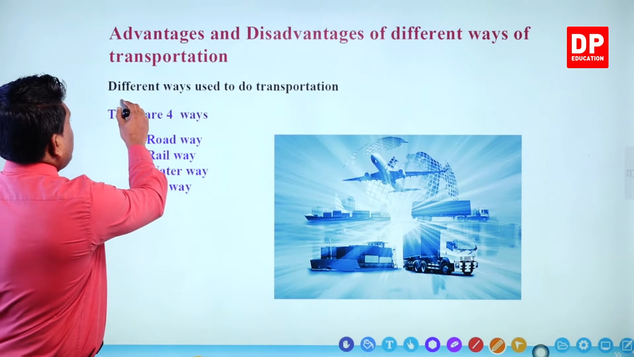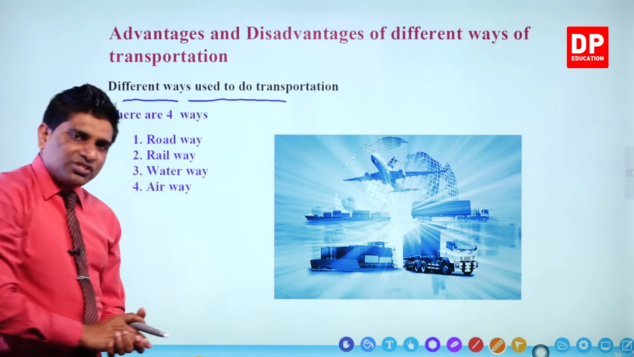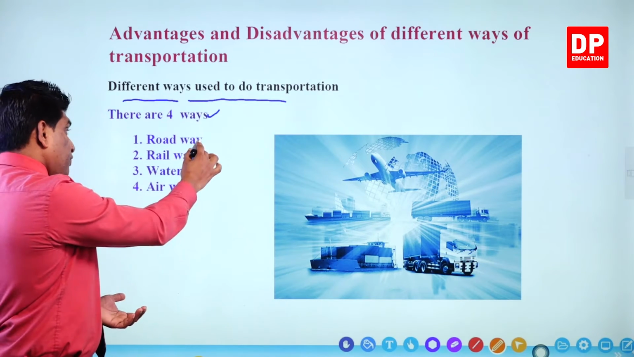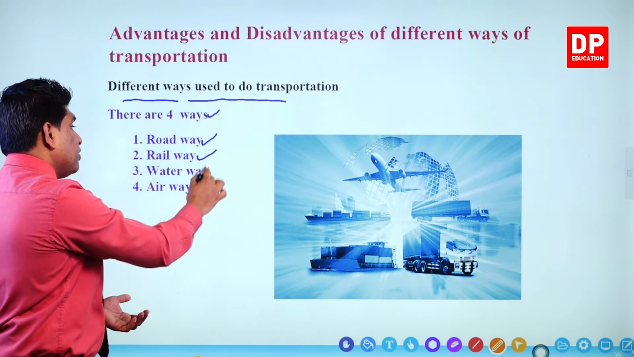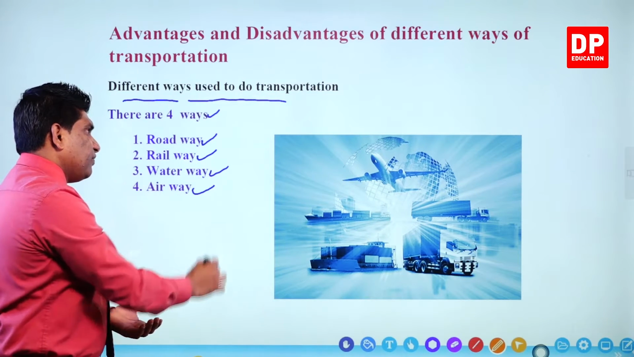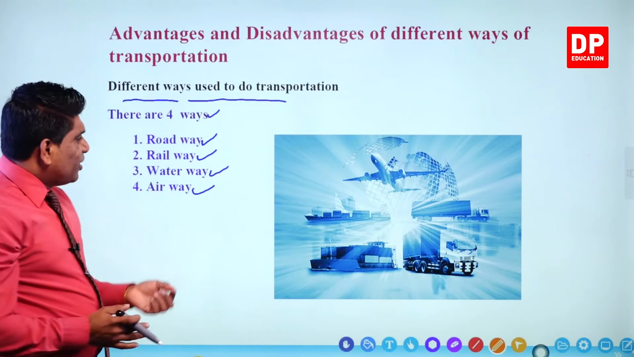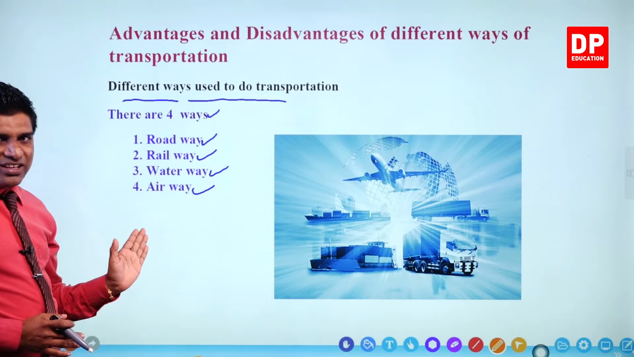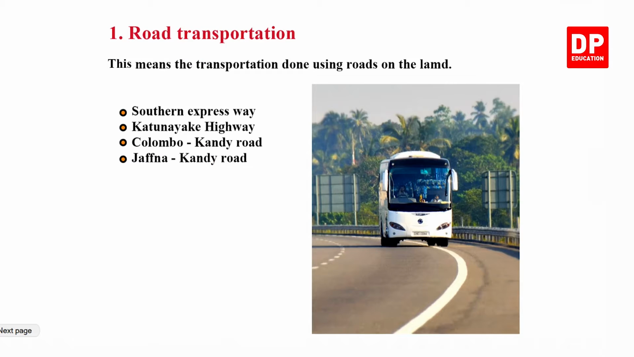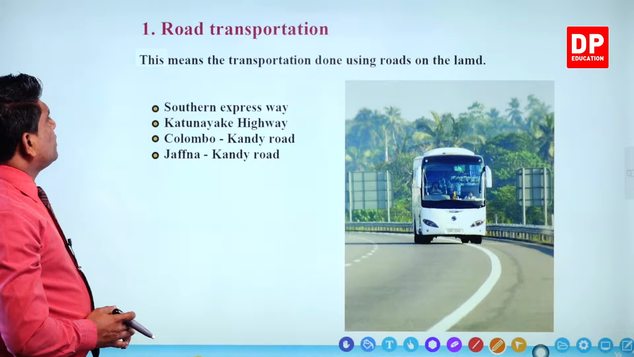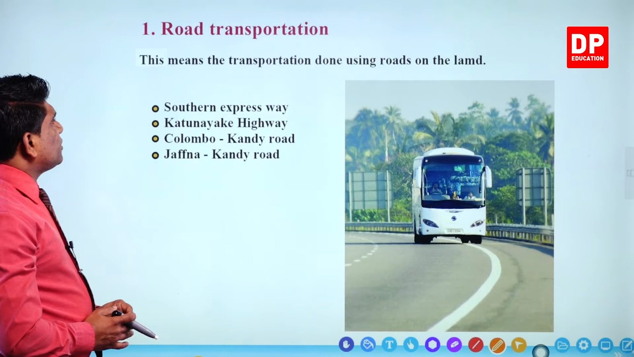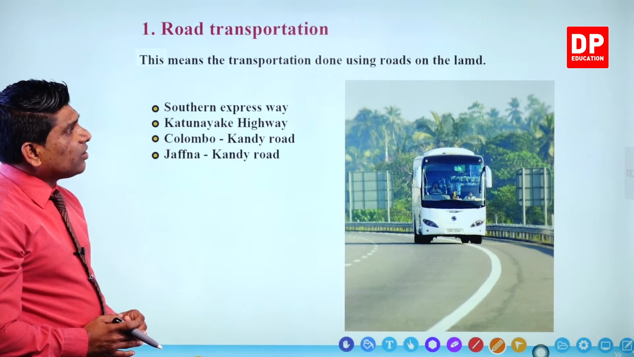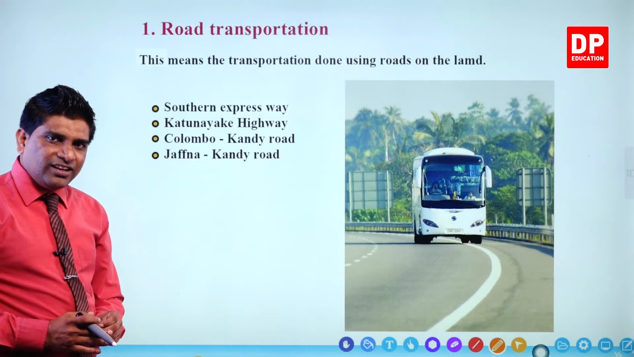Now, different ways used to do transportation. There are 4 ways. What are they? Roadway, railway, waterway and airway. Road transportation means the transportation done using roads on the land, right?